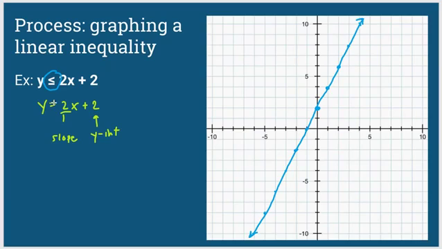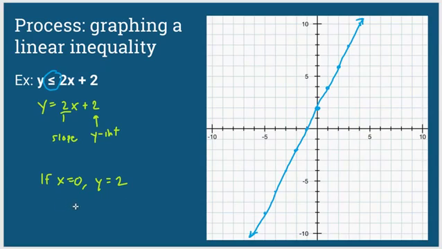Say for example, at this point here, the first point that I marked, which was the y-intercept, this is where x is equal to 0. And we know from the equation that if x equals 0, then y equals 2.